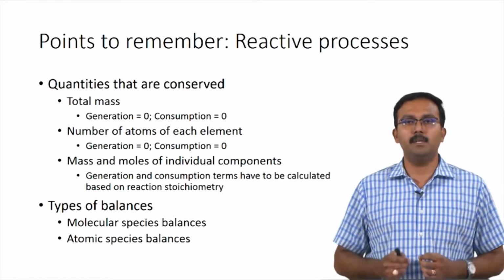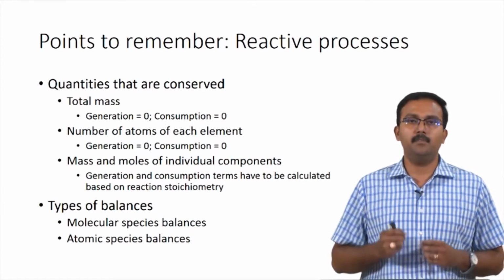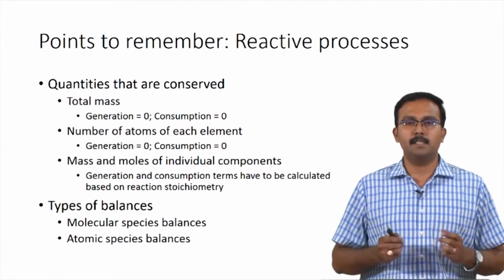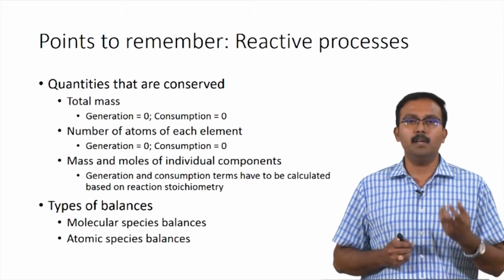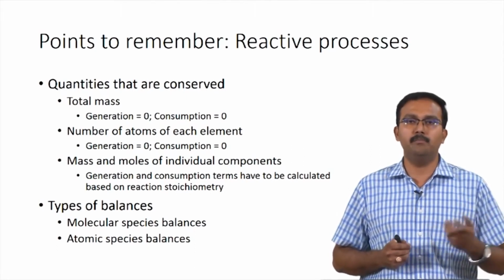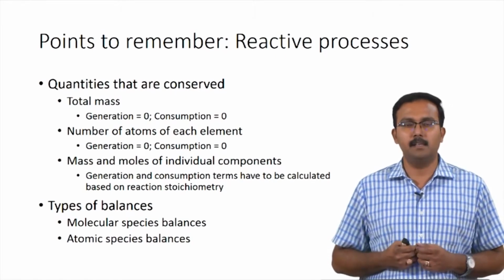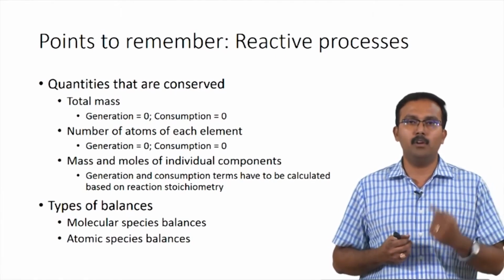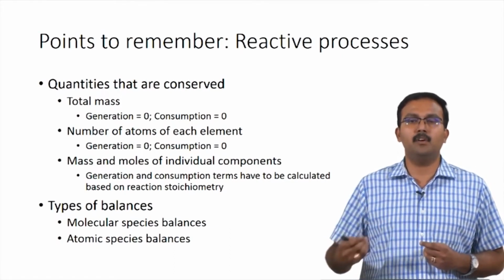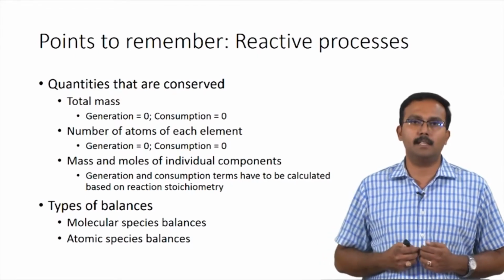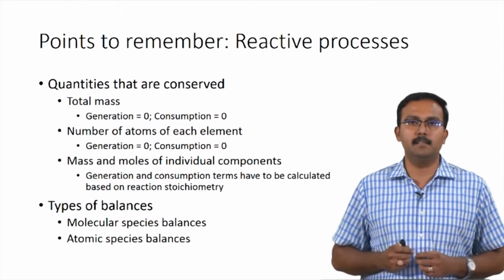Another important thing which we need to remember about atomic species balances is that we are writing for each atom. For example, if we have methane taking part in the reaction, 1 molecule of methane would contain 1 atom of carbon and 4 atoms of hydrogen. So, even if you have 1 mole of methane coming into the reaction, you would account for 4 moles of hydrogen atoms entering into the reaction. So, this is important when we perform atomic species balances.